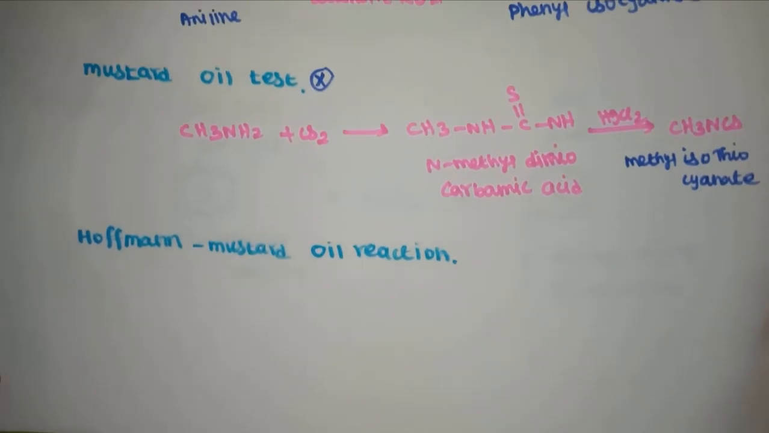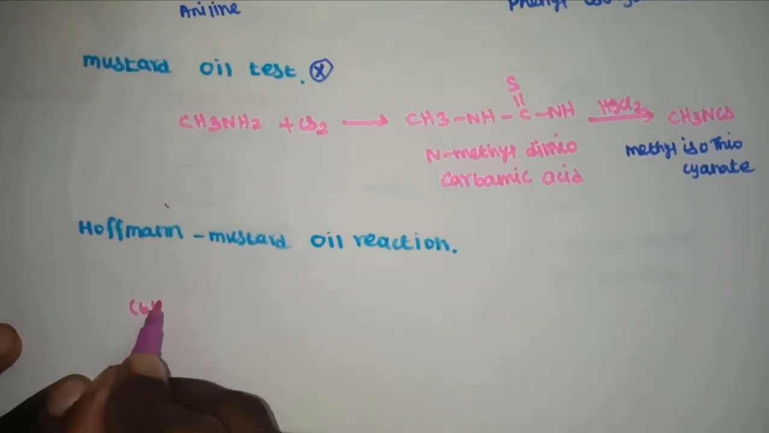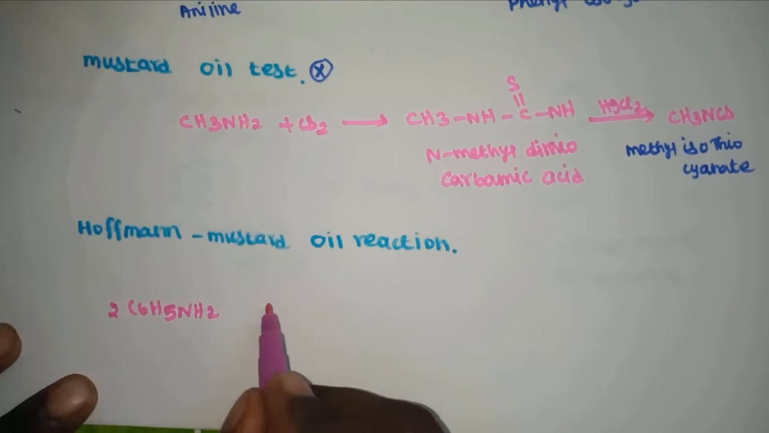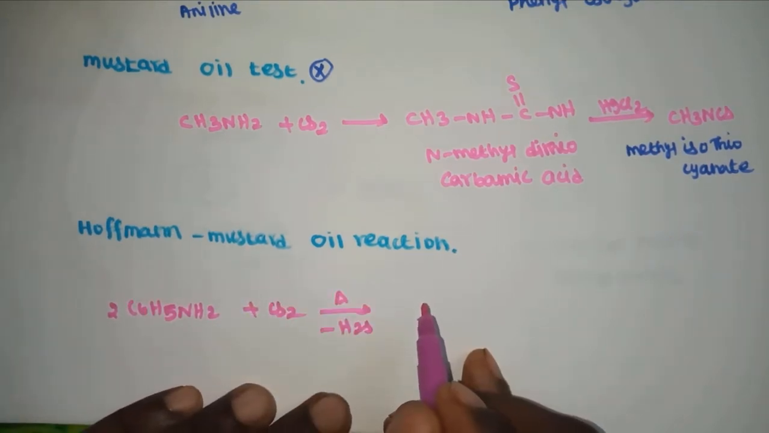Next one is Hofmann's mustard oil test. This is also a very important named reaction. When aniline reacts with carbon disulfide it forms s-diphenyl thiourea, which on treatment with concentrated hydrochloric acid forms phenyl isothiocyanate. Aniline, C6H5NH2. This is aniline. 2 moles of aniline react with carbon disulfide, and the first step is the formation of s-diphenyl thiourea.